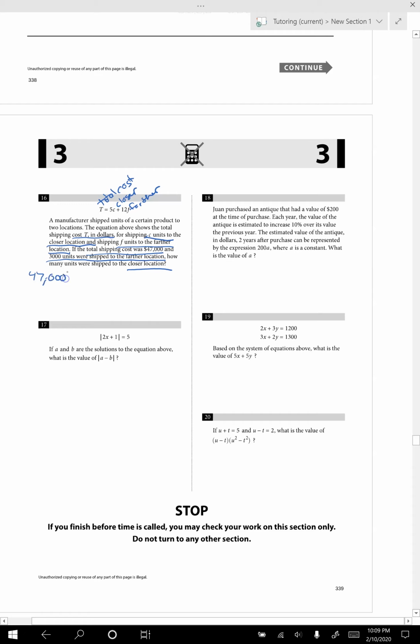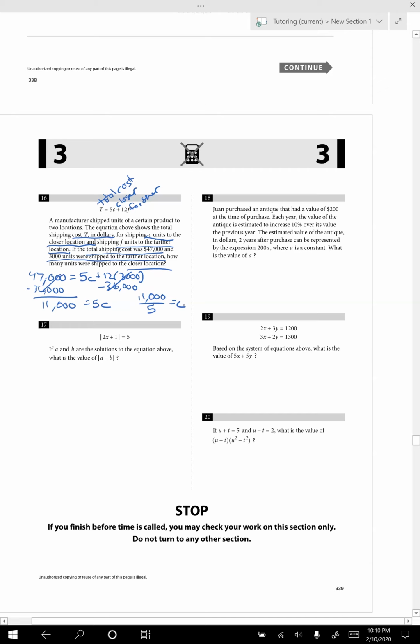47,000 equals 5C plus 12 times 3,000. Again, all we're doing is plugging in what they told us to: C is closer, F is farther, and T is total cost. Okay, 12 times 3,000 is 36,000. And then we're going to subtract 36,000 from both sides. And so we're left with 11,000 equals 5C. Now we need to divide 11,000 by 5.